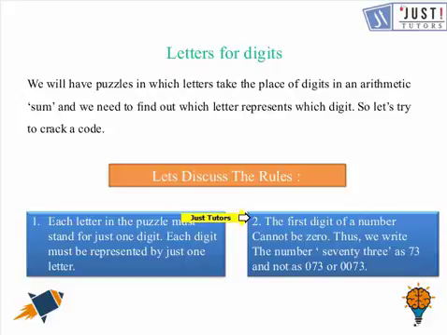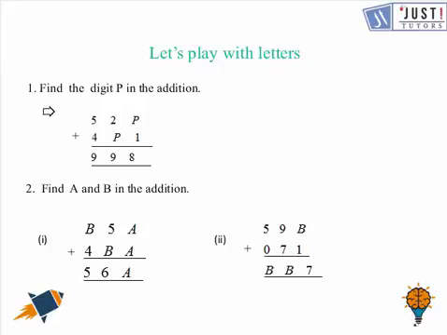Rule number 2. The first digit of a number cannot be 0. Thus, we write the number 73 as 73 using the 2 digits only and not as 073 or 0073. Let's come to some questions now.